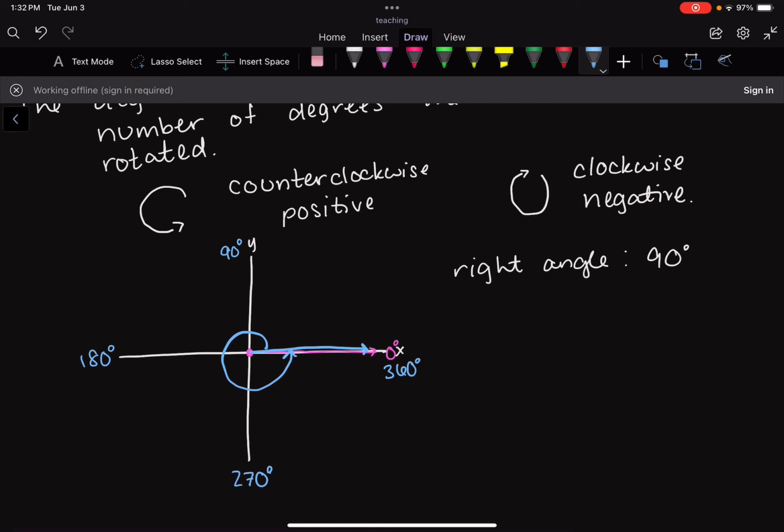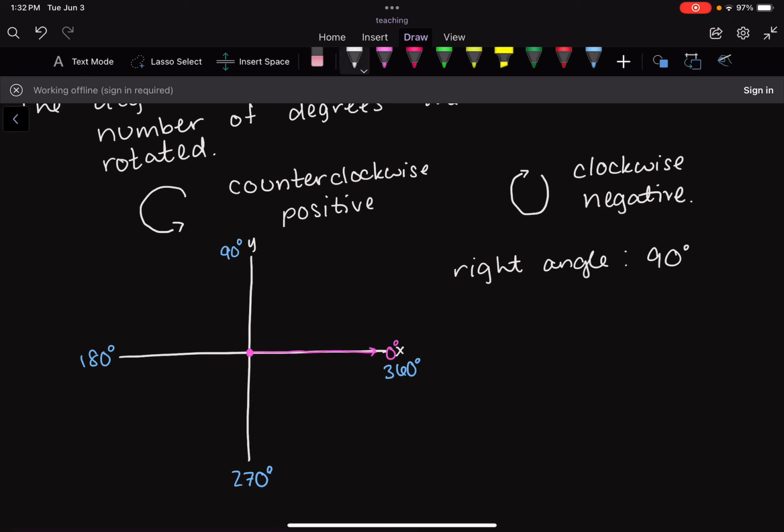Also, if we divide 360 by 4, we get 90. And then we add 90, we get 180. We add 90, we get 270. Hopefully this is a review for you, but just in case, I like to still go through it.